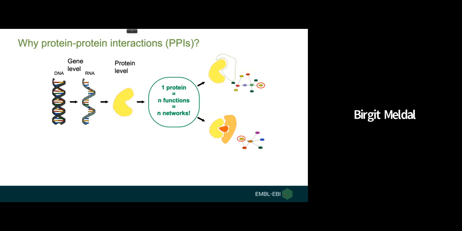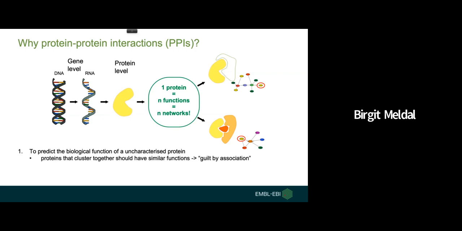So by using the protein-protein interactions and building networks from these interactions, we can do two major things. We can predict the biological function of so far uncharacterized proteins, because proteins that cluster together in a network can be presumed to have similar functions, and this is called guilt by association.